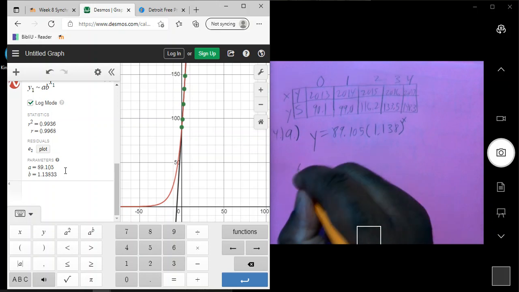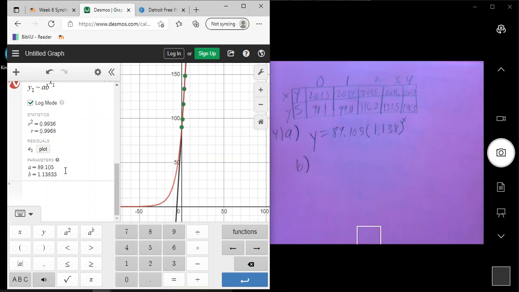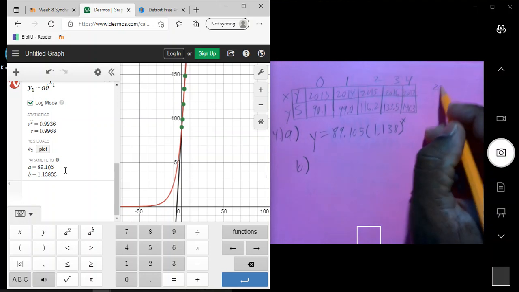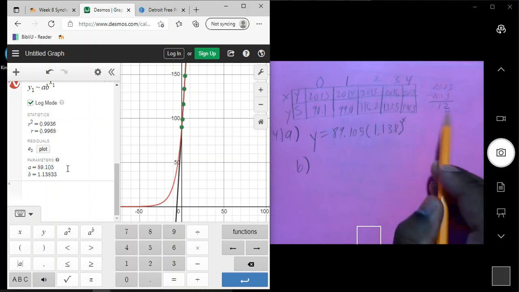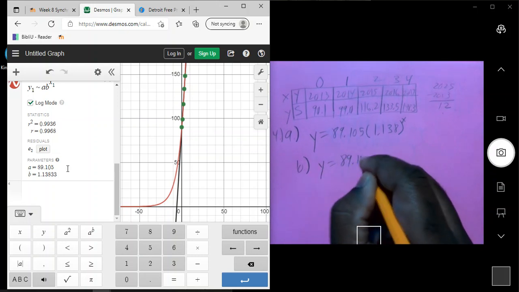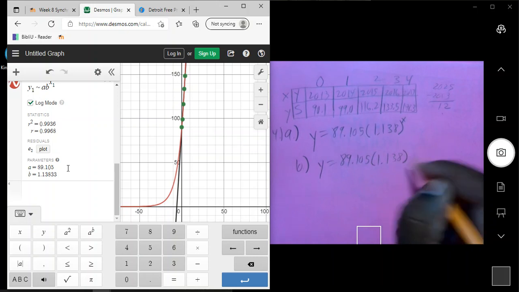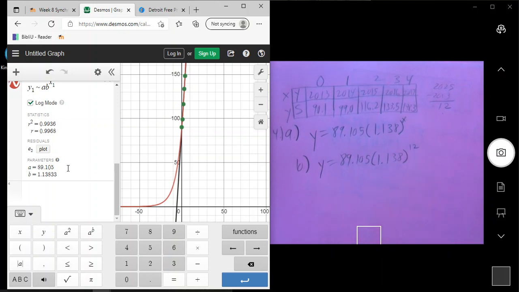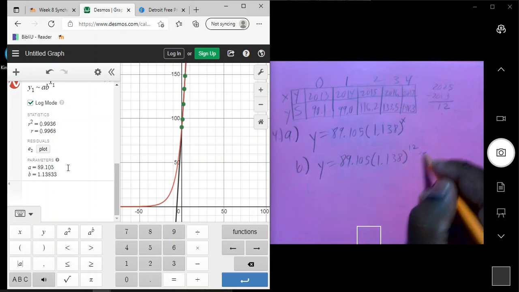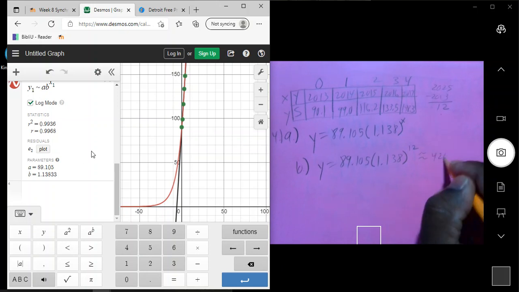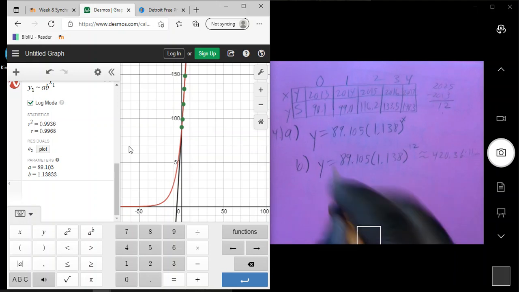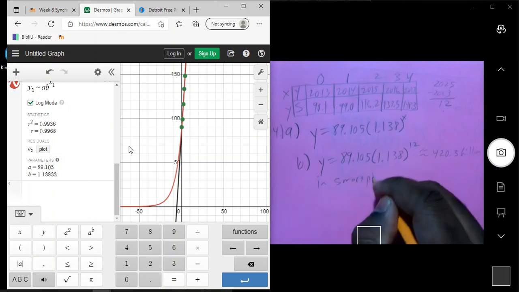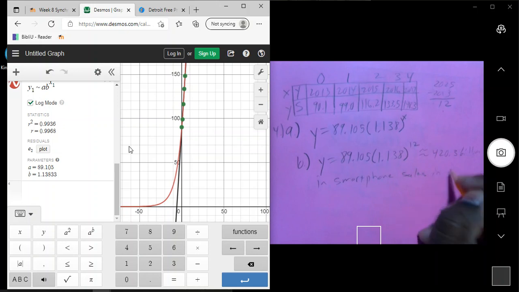Okay, now we go here to B. It says, assuming the rate of growth continues, approximate the value of smartphone sales in China in 2025. Now watch this. They're saying the sales in 2025, but remember, our chart is since 2013. So when we subtract that, that means that our x is 12. So we have y is equal to 89.105 times 1.138 to the 12th power. When you put that into your calculator, that's going to give you approximately 420.3, and that's billion. So it's 420.3 billion in smartphone sales in 2025.